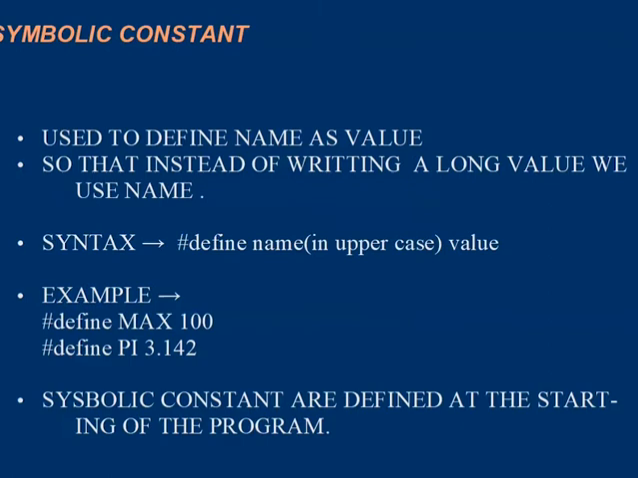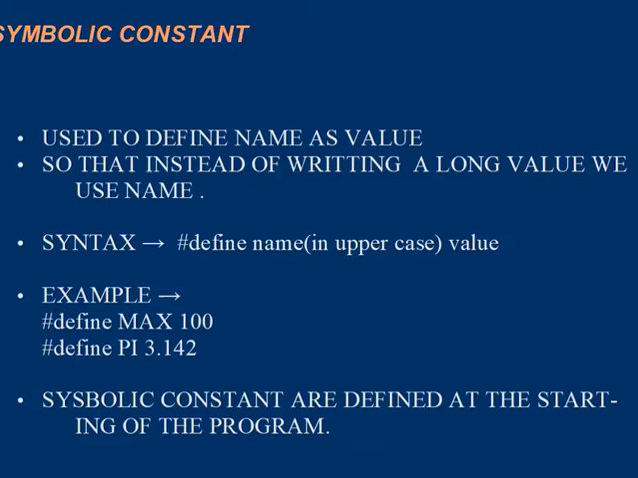Symbolic constant. Symbolic constants are used to define a name as a value, so that instead of writing a long value, we can use a name. Here we have the syntax: #define name value. The name should be in uppercase. Let's see an example: #define MAX 100.